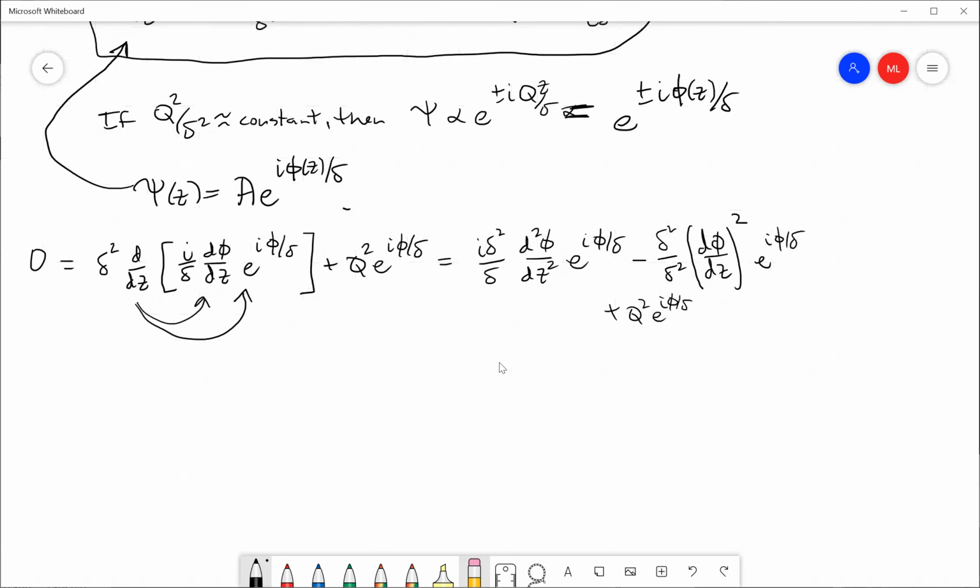Well, the exponentials all cancel. And over here, you get one factor of delta cancels. Both of these deltas cancel. So you get i delta, you get two derivatives of phi, which I'm going to denote as phi double prime, you get minus phi prime squared, plus q squared is equal to 0.